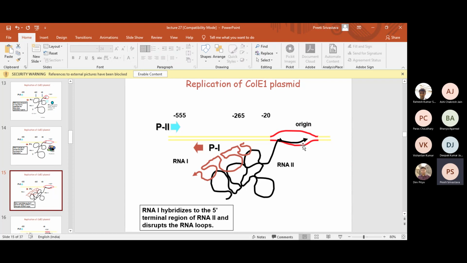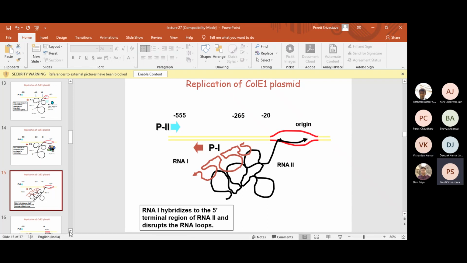So therefore RNA1 is actually a negative regulator, because RNA1 is an antisense RNA which can pair with the RNA2, which is required for the initiation of replication. The moment RNA1 pairs with RNA2, the RNA-DNA hybrid which is present at the origin of replication gets destabilized, and there will be no replication. Is it clear or no?